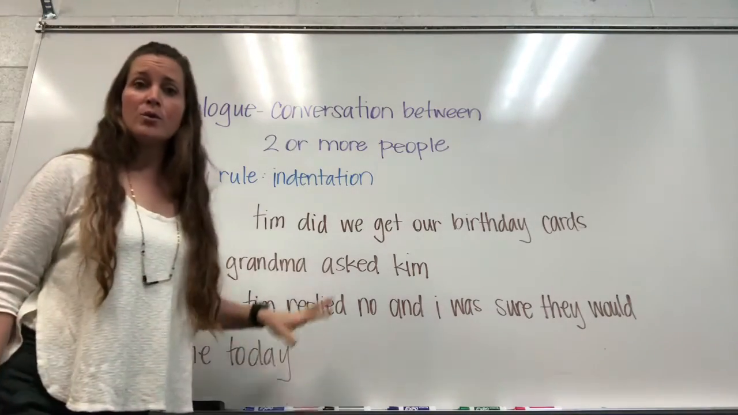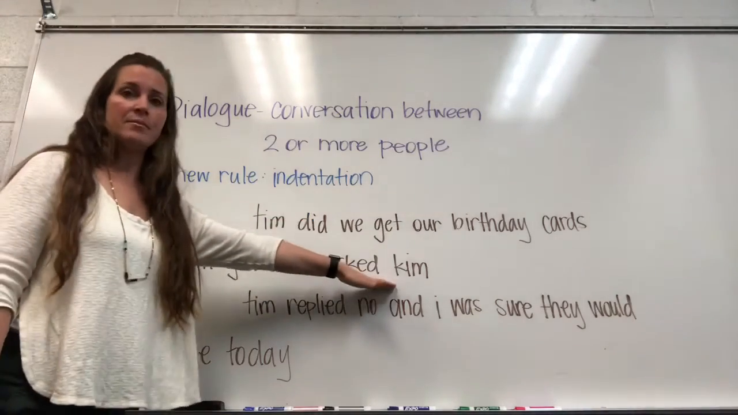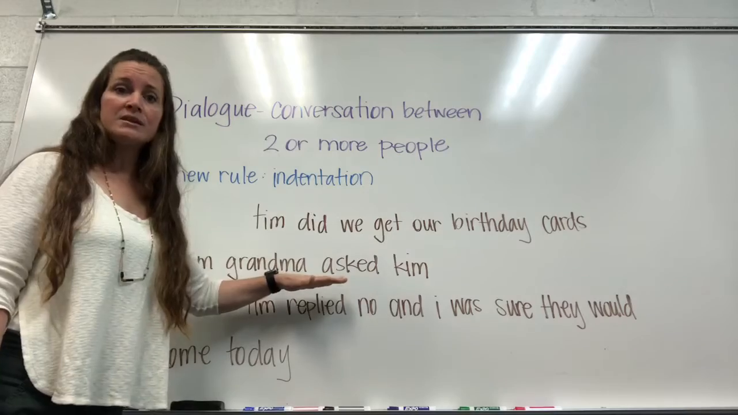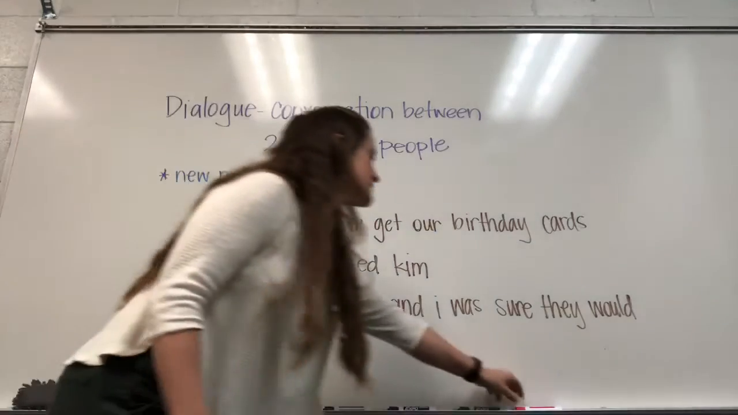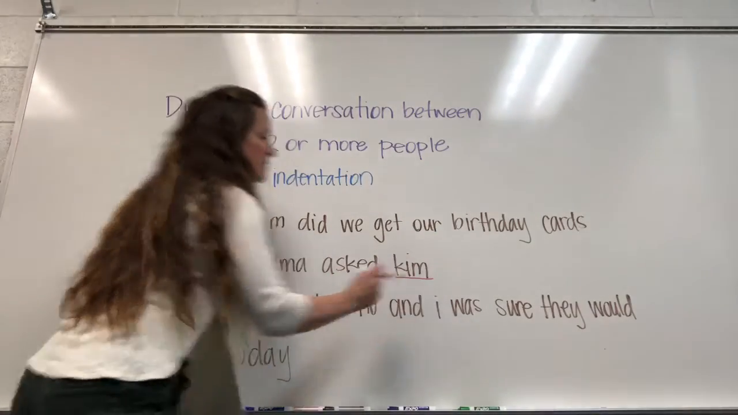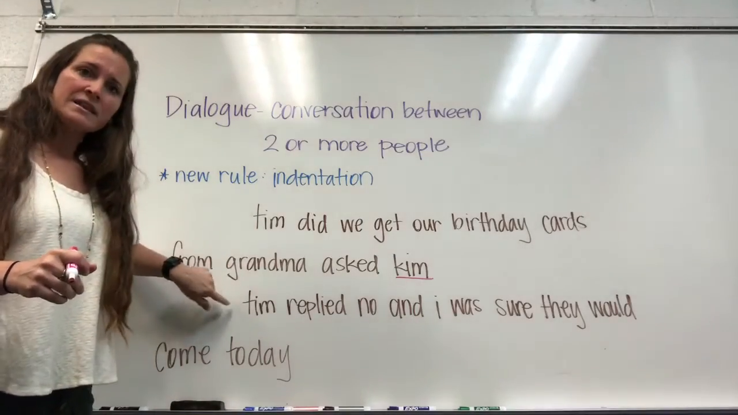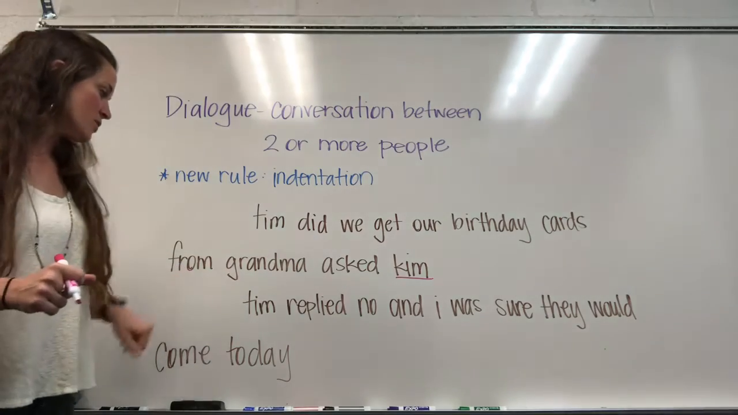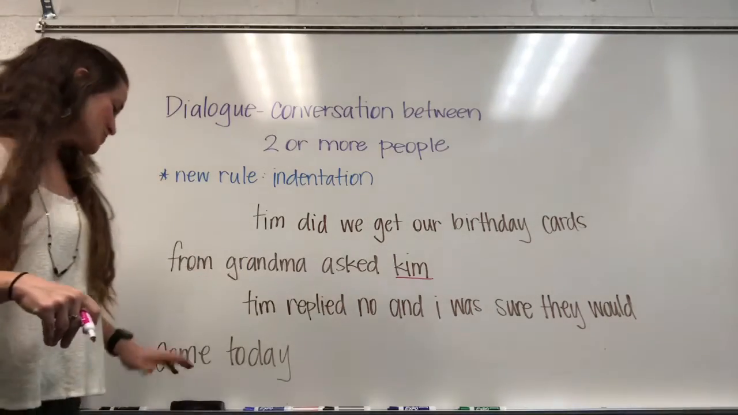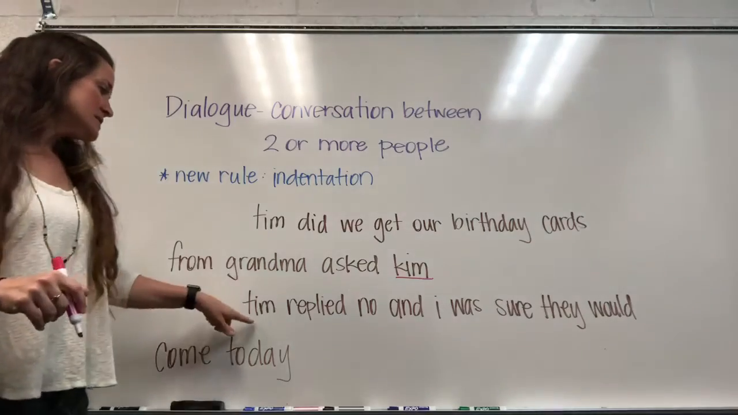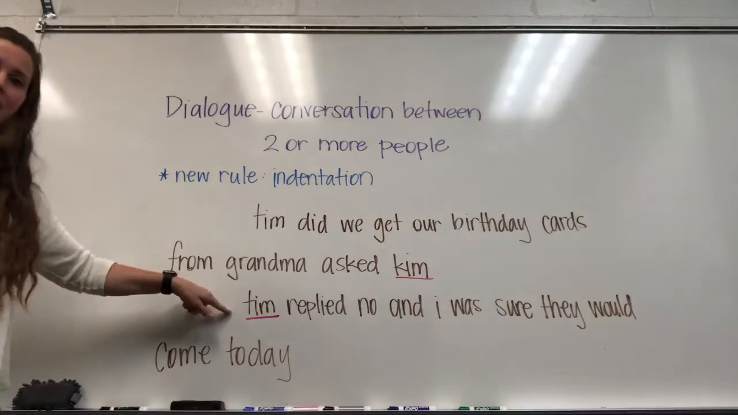So let's think about who is speaking. In this first part, Tim, did we get our birthday cards from Grandma? Asked Kim. Well, we can see right there that we have an explanatory word, asked. Who asked? Kim asked. So in this first sentence, Kim is the one speaking. Okay, let's make sure, because we have an indentation here and then a new one here, let's make sure that Kim is not also speaking here. Tim replied, no, and I was sure they would come today. So Tim replied. Replied is another explanatory word. So we have Tim speaking in this one.